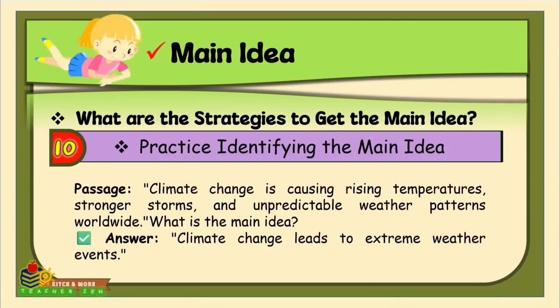In conclusion to that, identifying the main idea is an essential skill for reading comprehension. By following these steps, reading carefully, summarizing, and distinguishing between key points and supporting details, you can effectively determine the main idea of the passage.